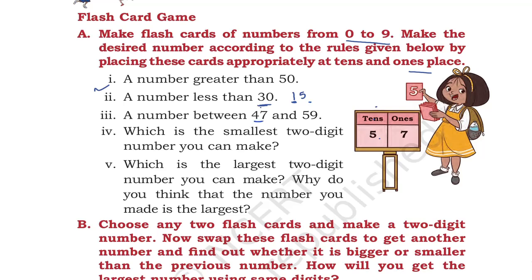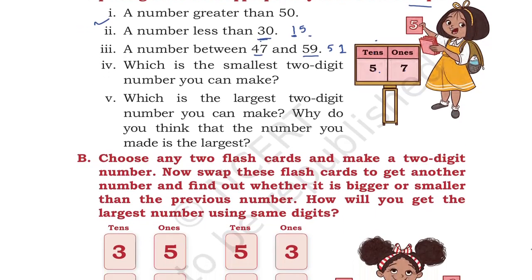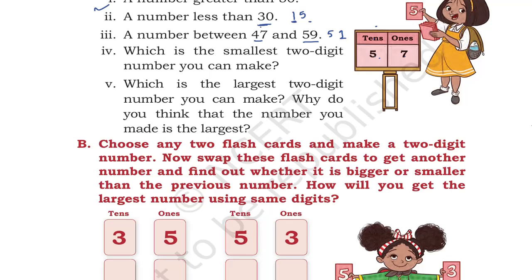Any number between 47 and 59. So I'm choosing 51. Do let me know which number you are choosing. Okay. So let's see. 51 I've taken. So 5 will come here and 1 will come in the ones place. Now next question I want to ask you. Which is the smallest two-digit number you can make? Take some time to think and let me know which is the smallest two-digit number that you can make.